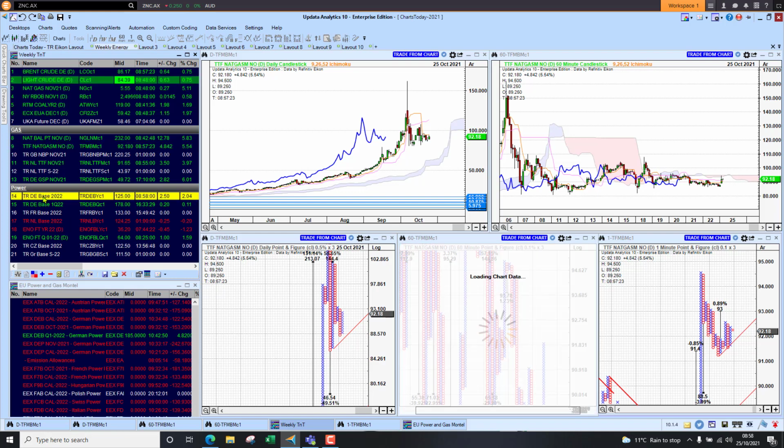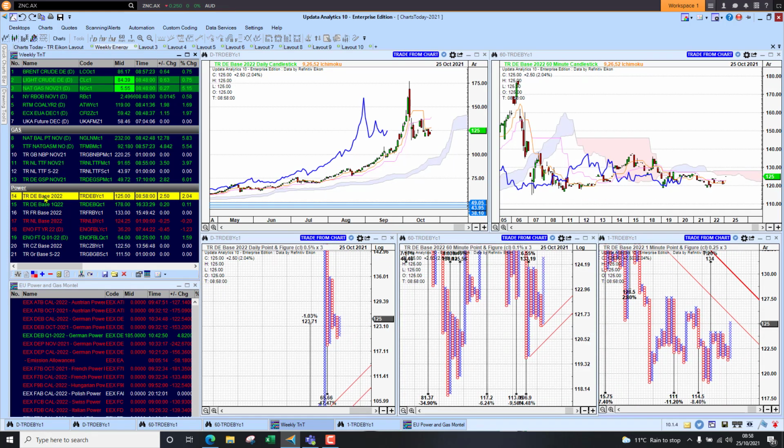And looking at German power, we're seeing here we're up 2% this morning, not enough really to change the picture, and we're all eyes on just holding these lows. And again, we've got targets in both directions.